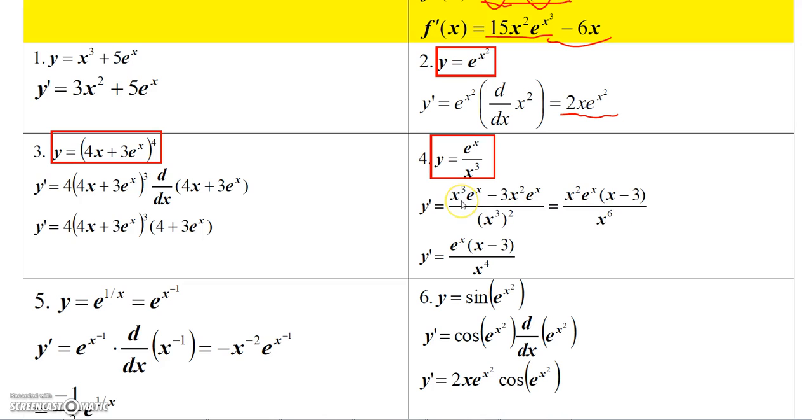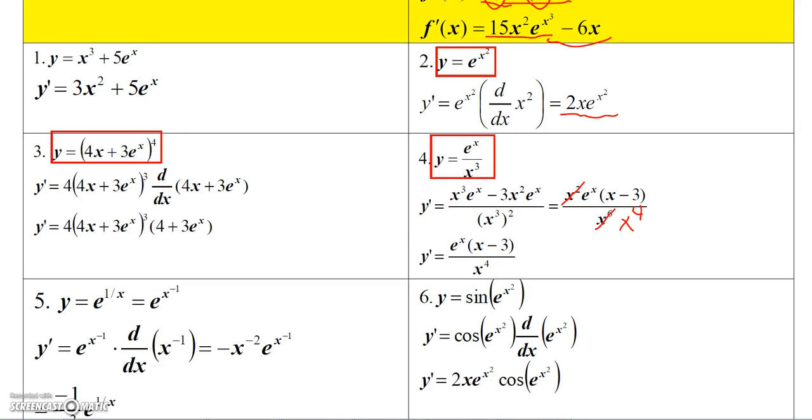Now, I went ahead and factored out what I could here. I was able to factor out an x squared and an e to the x out of both terms. So I factor the x squared e to the x out, and then I have just x minus 3 here. The main reason I did that was so that I could cancel the x squared in the numerator into x to the 6th in the denominator, which will just give me x to the 4th power. So I end up with e to the x times (x minus 3) over x to the 4th for the final answer.